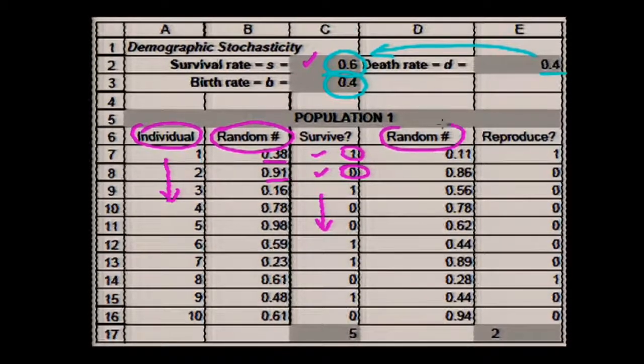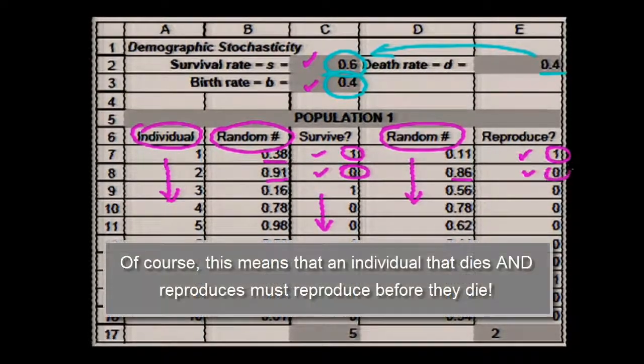Then we deal with the birth side of things. That's the survival side of things. Let's deal with the birth side of things. In this case, we do the same process. We ask the computer to draw a random number between 0 and 1. And if that number falls between 0 and 0.4, our birth rate, we'll call that individual reproducing, and we'll give it a 1. So that's individual number 1 here, that produced an offspring. In this second case, we've drawn a number that's between 0.4 and 1. So we would say that's a non-reproducer, and we would give it a 0 value here.